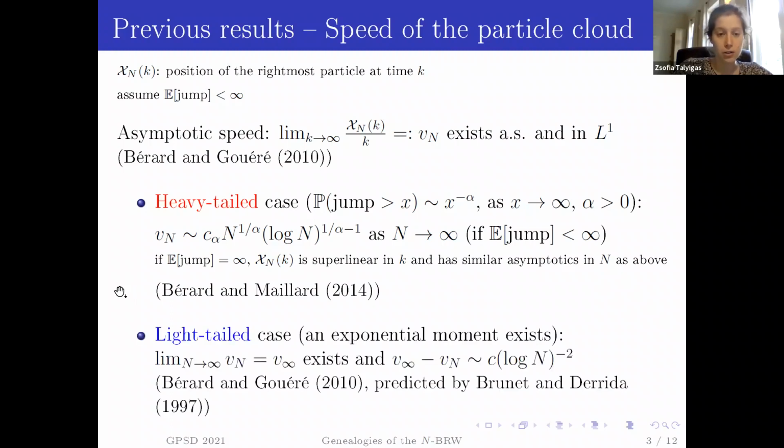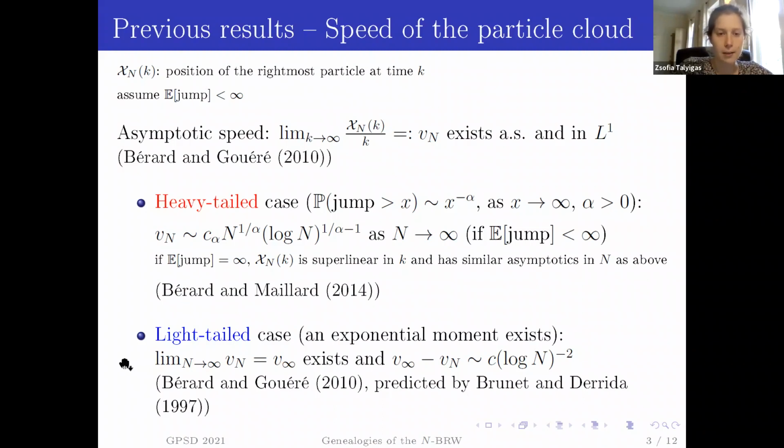And now in contrast, we can look at the light-tailed case, by which I mean that the jump distribution has exponential moments. And in this light-tailed case, the asymptotic speed V_n converges to a finite limiting speed V_infinity as n goes to infinity. And the convergence rate is very slow. So V_infinity minus V_n goes like a constant times log n to the minus 2. And this result was proved by Bérard and Gouéré in 2010, and it was predicted in the physics literature by Brunet and Derrida in 1997.